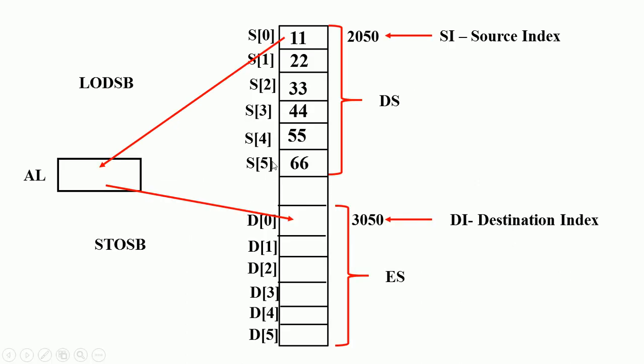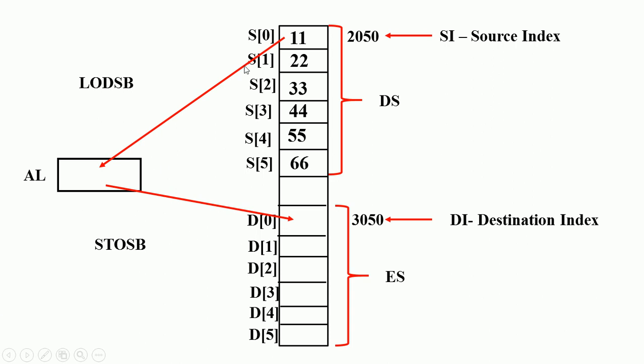Now here we have a data. I assumed the same problem I discussed in the previous lecture, I consider the same example here. Here this is a source block, and this is a destination block. We want to copy the content of the source block to the destination by using load string and store string instead of the move instruction.